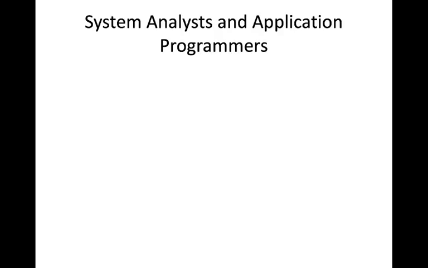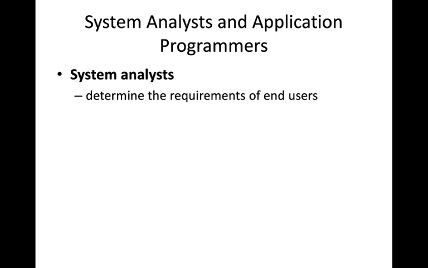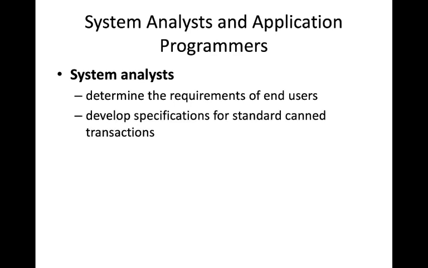Then the fourth type of actors on the scene are known as system analysts and application programmers, or together we call them software engineers. System analysts are the people who will be working in the organization. These people will determine the requirements of end users, especially the naive and parametric end users, and they develop some applications or develop some specifications to solve those standard canned transactions we have already seen. So those naive and parametric end users require some canned transactions that are to be executed. The system analyst will find out which transactions need to be processed, and based on that they create this database and all. So these people are known as system analysts.